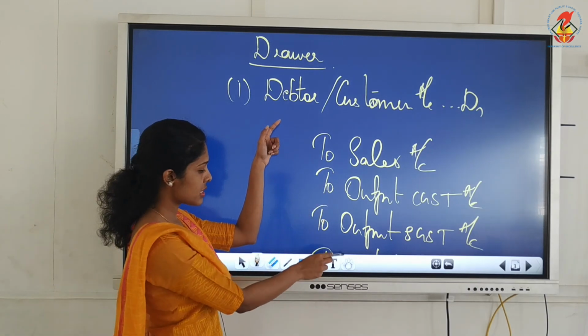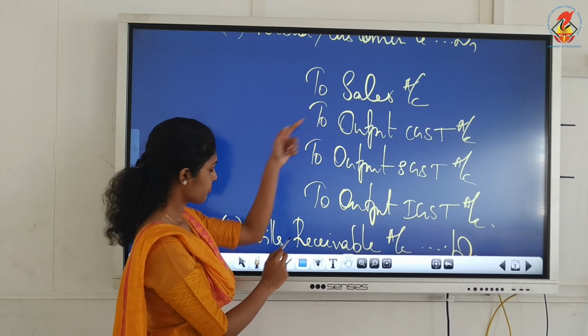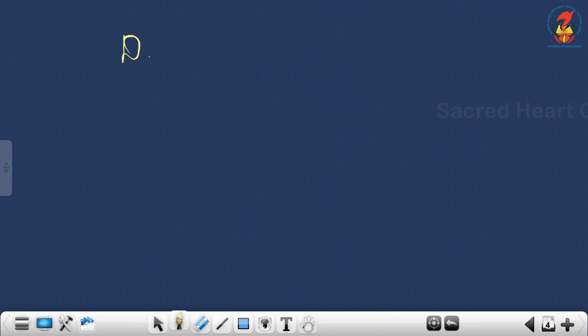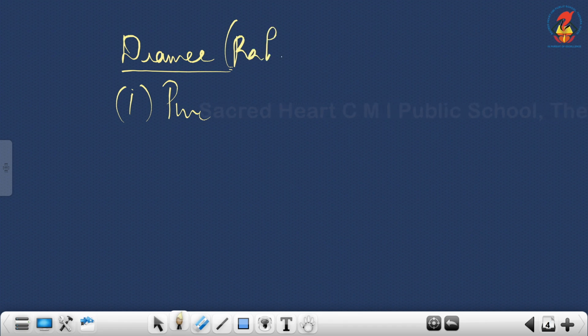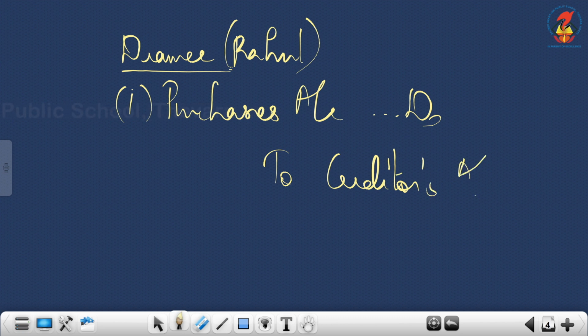So it is actually the reverse of the first entry. Here it was debtors, debtor to sales. Now when you write in the books of Rahul, that is in the books of drawee, you can write the first entry for purchases. In that example, drawee is Rahul, just for you to understand. Purchases account debtor to creditors account. Here the creditor's name is Rahul, but in a specimen entry you just write creditor itself.